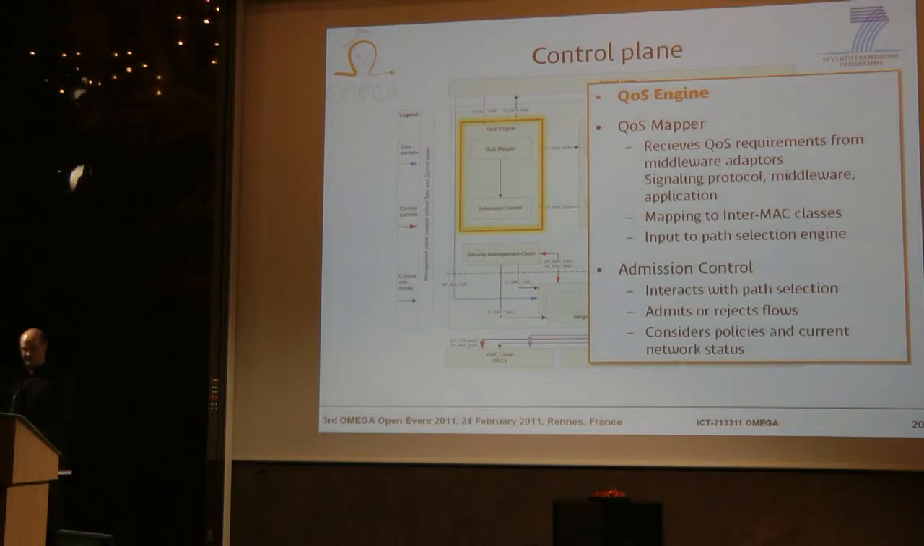Let's come to the control plane. On the left-hand side, we have the quality of service engine. And the quality of service engine consists of a quality of service mapper and an admission control. So the mapper receives the quality of service requirements for middleware applications. I will explain this a bit later. And it maps these traffic requirements to certain InterMAC classes which have been defined within the project.